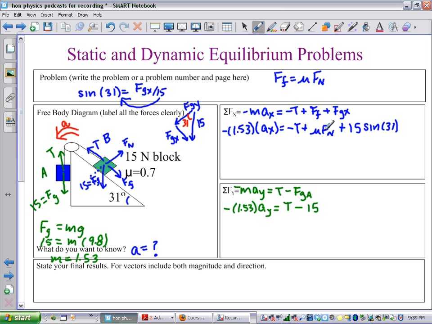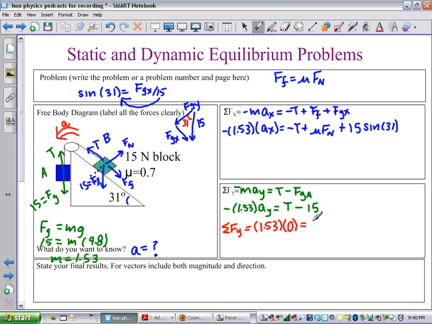Fn is a vertical force, so let me write out my vertical equation for block B. Sum of the forces in the y is equal to, now my mass is still 1.53, but my block is not accelerating at all on this plane. So my acceleration here is equal to 0. I'm liking that because that's going to make my math easy here.